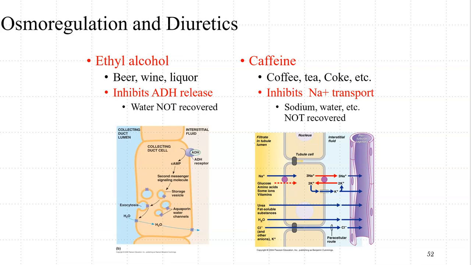So osmoregulation is an important component of filtration in the kidney, and it is affected a lot by diuretics like ethyl alcohol and caffeine. So when people drink a lot of beer, what do they do? They line up in front of the restroom because they need to pee. It's because diuretics basically inhibit ADH release. When ADH release is inhibited, it promotes loss of water from the body.